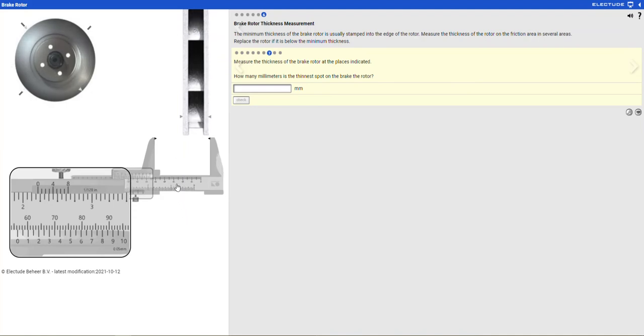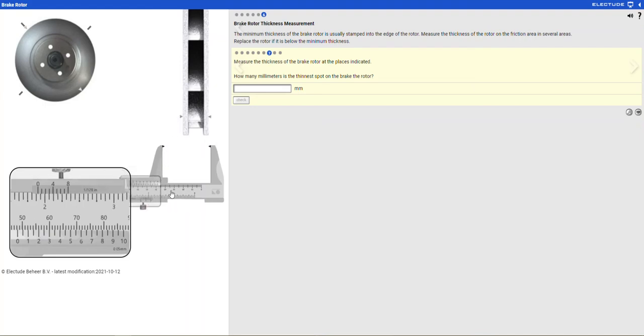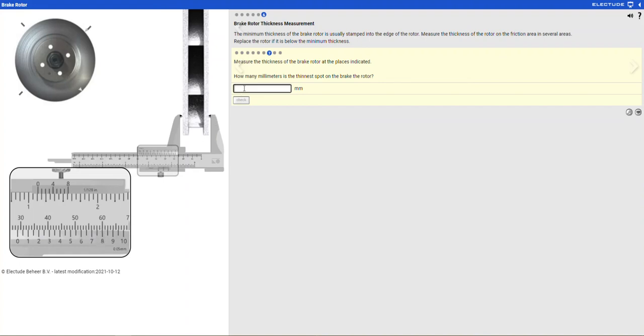to our next spot on the rotor, set our caliper. On this one I've got 29.2. So we are thicker than the 28.5 that we had earlier. That was our smallest so far. We'll move to our last measurement point. Slide our caliper closed. And it looks like I'm again at around 28.8. So I believe our thinnest spot on this brake rotor is 28.5 millimeters.